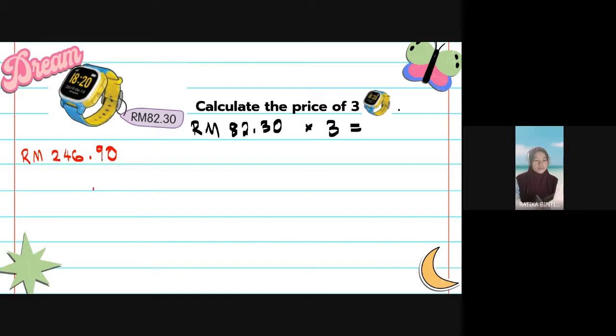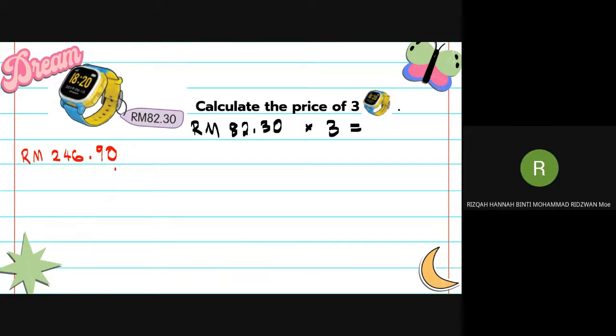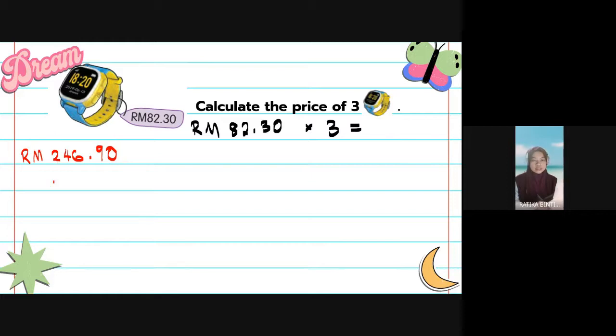Any other answer? 246.90. No. In saying money, you can say point. Okay. 246 ringgit and 90 sen. Zara and Alia also got the same answer. I got the same answer, teacher. Okay, very good. Rania, you also got the same answer, right?